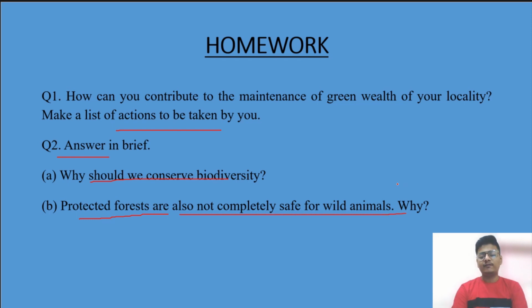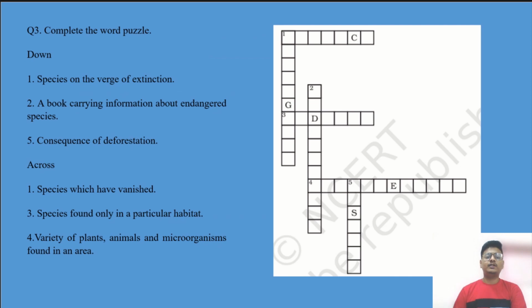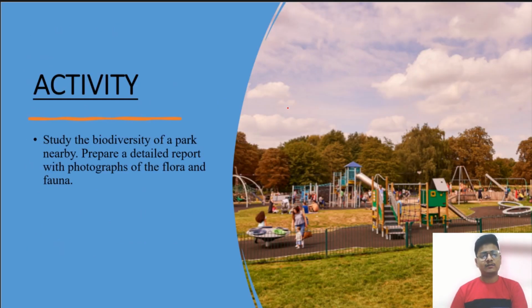Okay, and there is a very interesting activity puzzle for you, that you have to complete the word puzzle, with down and across statements. You have to take these hints and fill in the blanks in this crossword puzzle. And now a very interesting activity comes: you have to study the biodiversity of a park nearby you. You have to prepare a detailed report with photographs of flora and fauna in that area. Okay students, you have to do this.